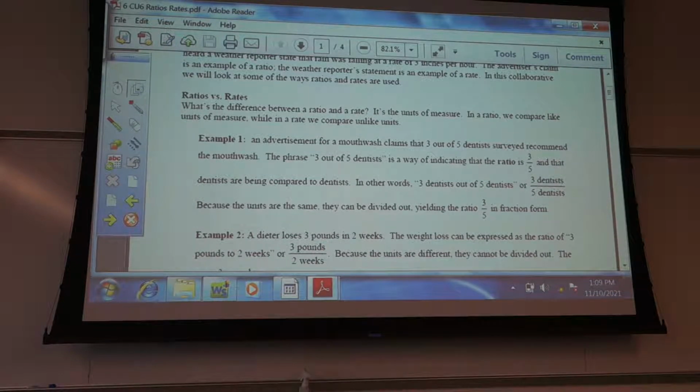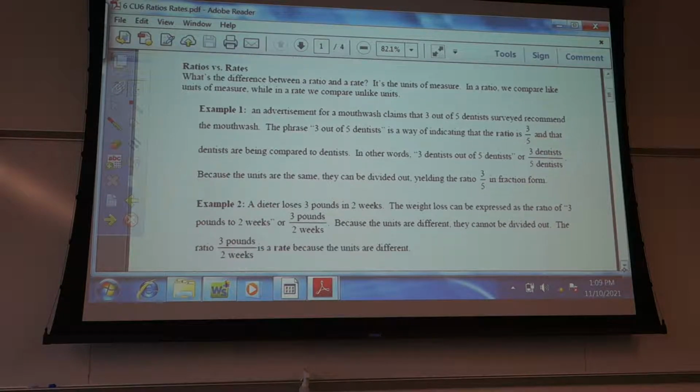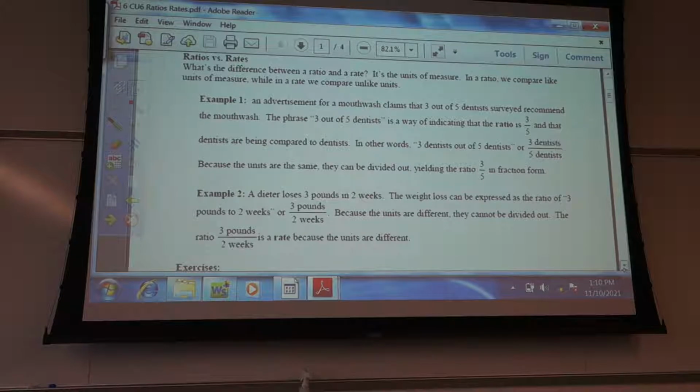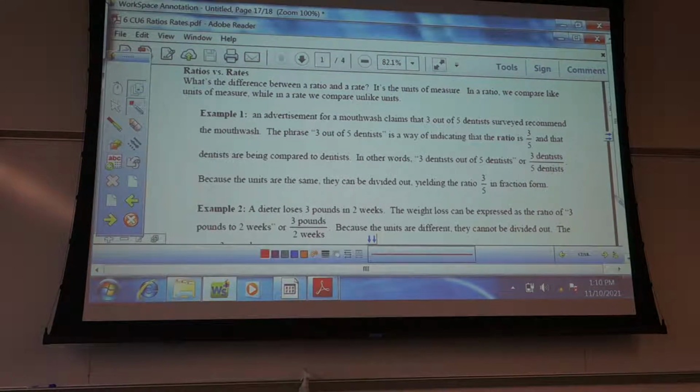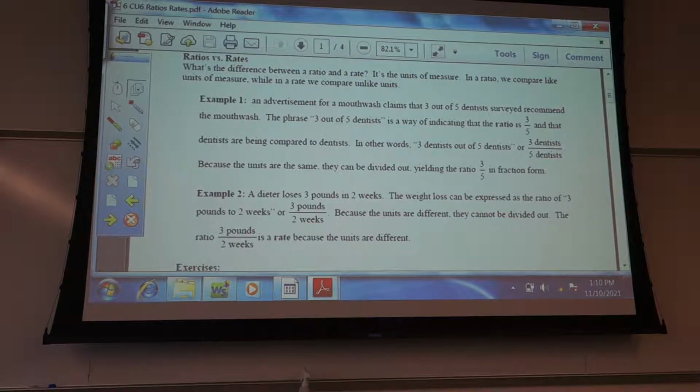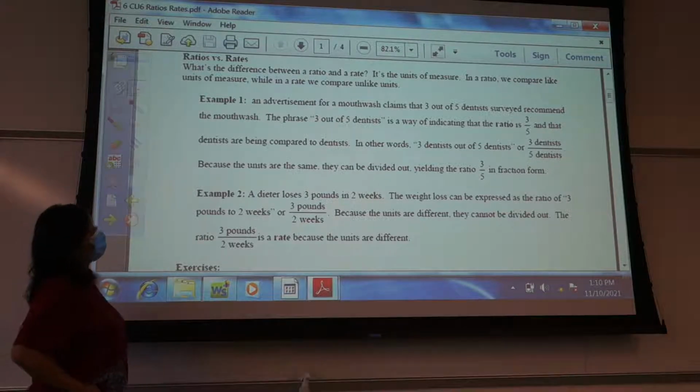Go ahead and give me example 1. Example 1. An advertisement for a mouthwash claims that 3 out of 5 dentists surveyed recommend the mouthwash. The phrase 3 out of 5 dentists is a way of indicating that the ratio is 3/5 and that dentists are being compared to dentists. In other words, 3 dentists out of 5 dentists or 3 dentists over 5 dentists.